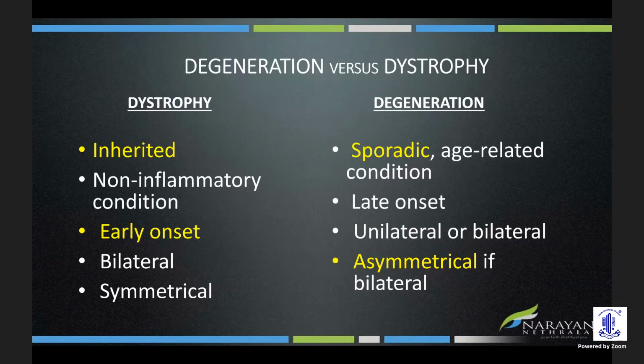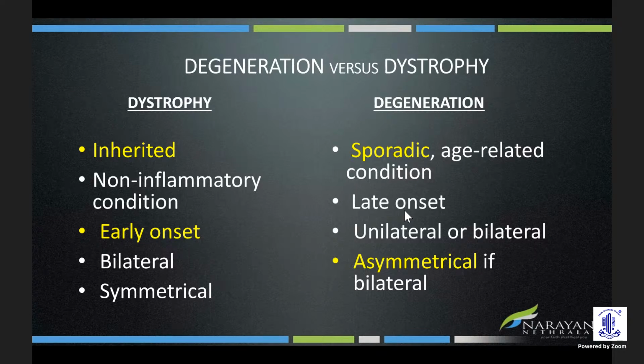The best example is age-related macular degeneration. We don't call it age-related macular dystrophy. We call it age-related macular degeneration, because it doesn't follow a Mendelian form of inheritance. So this is the basic difference between a dystrophy and a degeneration.